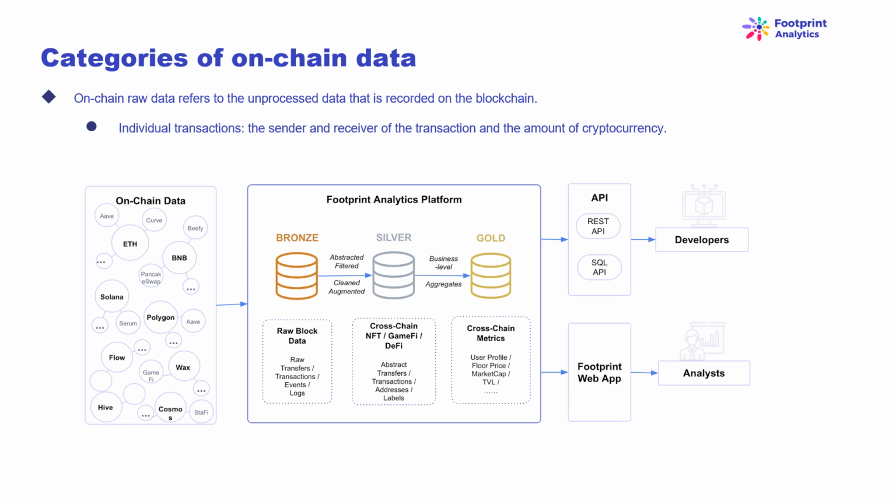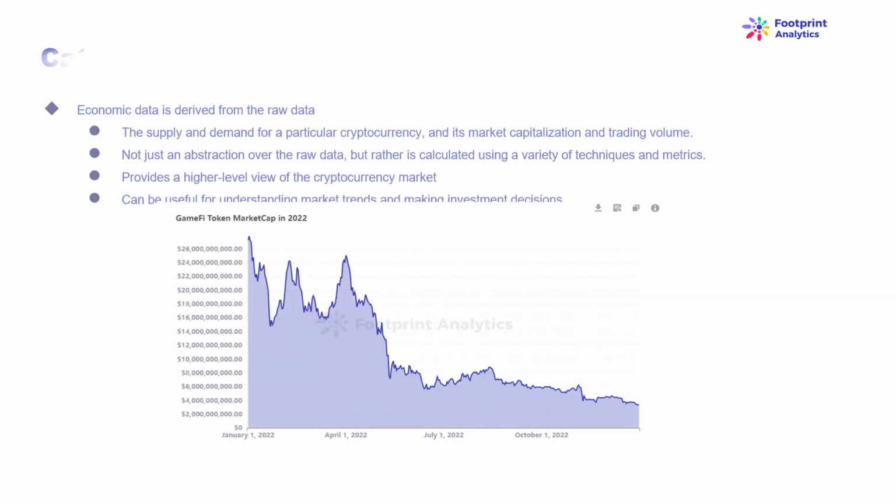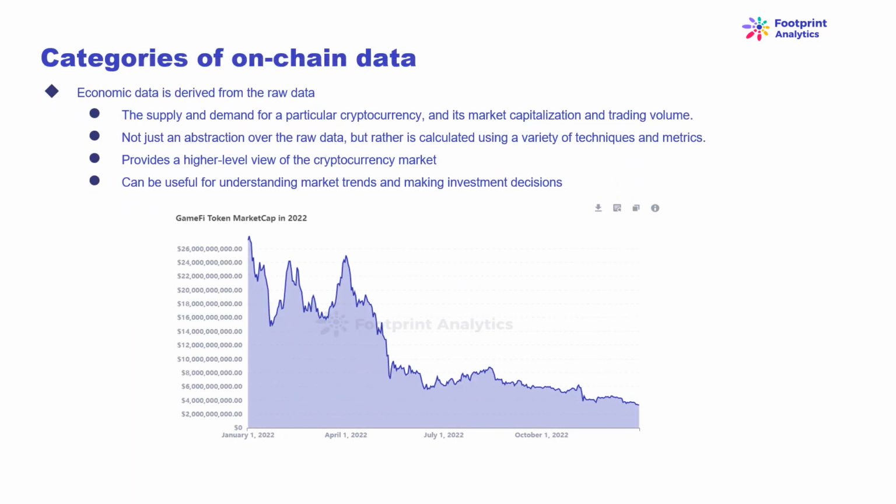On-chain raw data refers to the unprocessed data that is recorded on the blockchain. This data includes information about individual transactions, such as the sender and receiver of the transaction and the amount of cryptocurrency that was transferred. Economic data, on the other hand, is derived from the raw data, and includes information about the supply and demand for a particular cryptocurrency, as well as its market capitalization and trading volume.